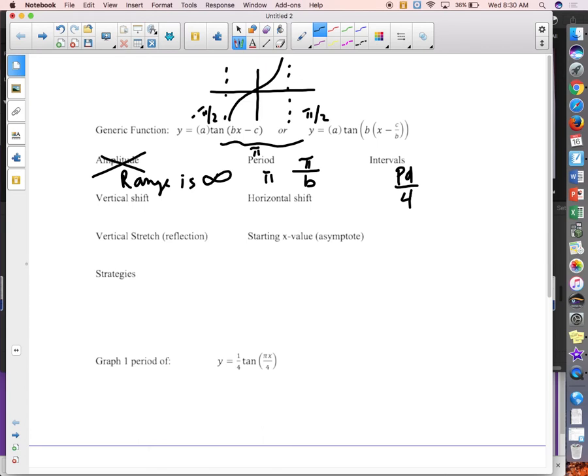Our vertical shift, we can move tangent up and down, but we're not going to focus on that though. If you did have one, it would be the d value, as it was in sine and cosine, and the horizontal shift will be a c over b value, again just like we did in sine and cosine, to the left and the right. For the vertical stretch, that's going to be determined by a. And the starting x value asymptote.